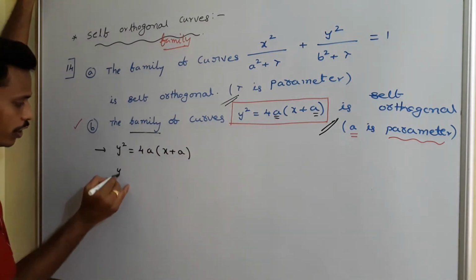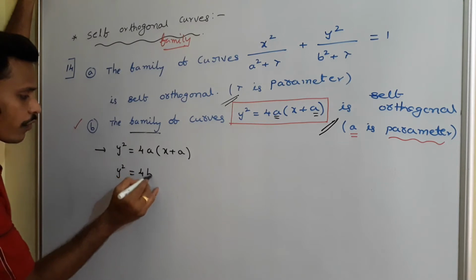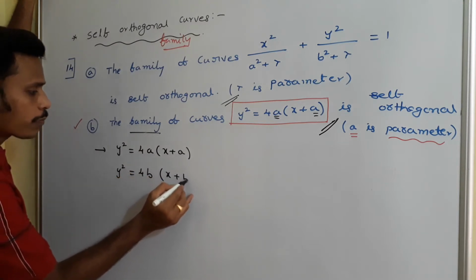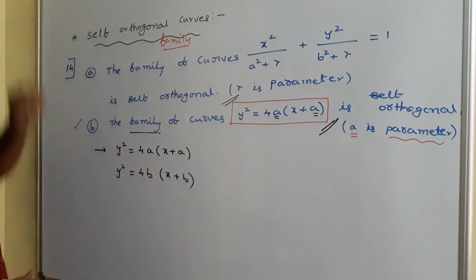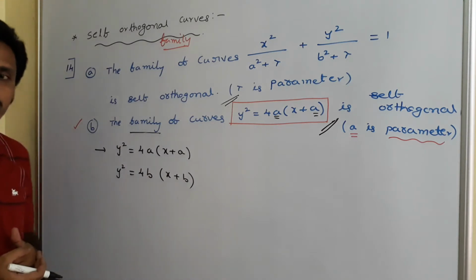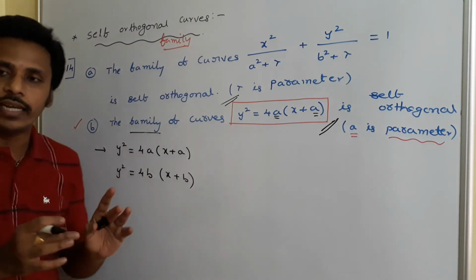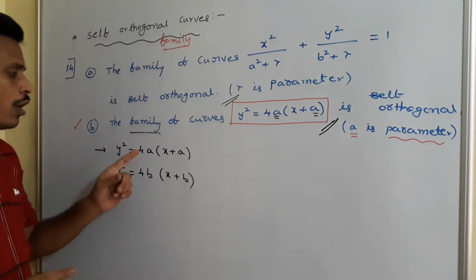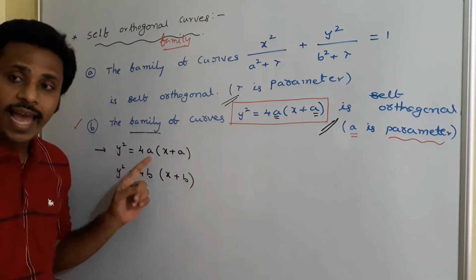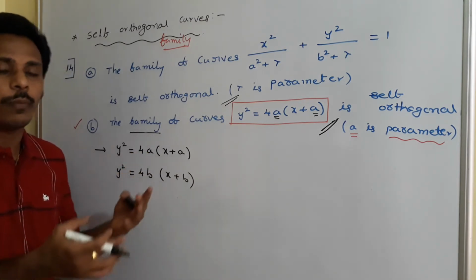This is one curve equation. I am considering another curve equation as y square is equals to 4b of x plus b. These two are any two general equations. Now my idea is to show the angle between these two as 90 degrees, or I have to show the product of the slopes of the tangents at the common point is -1.